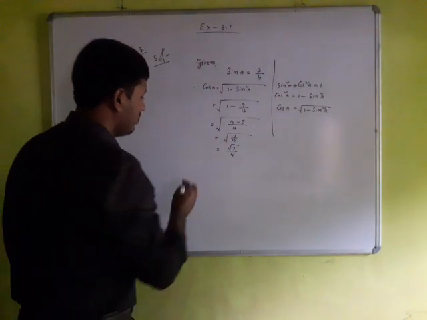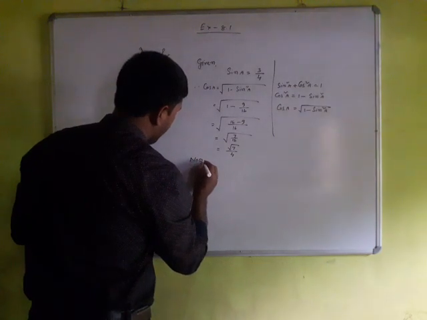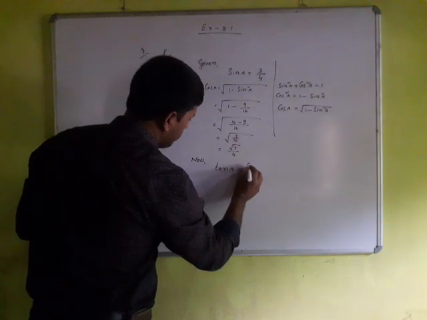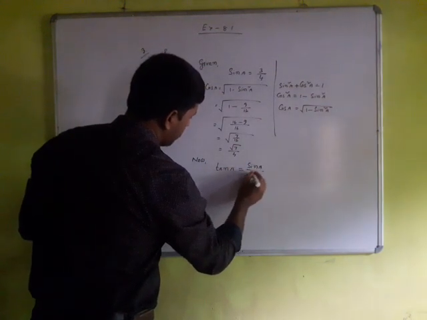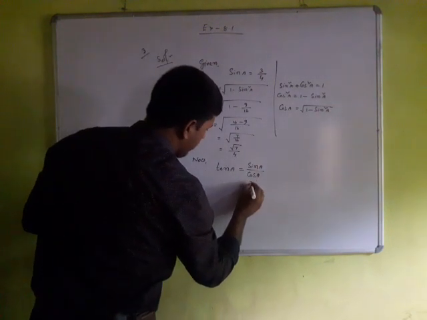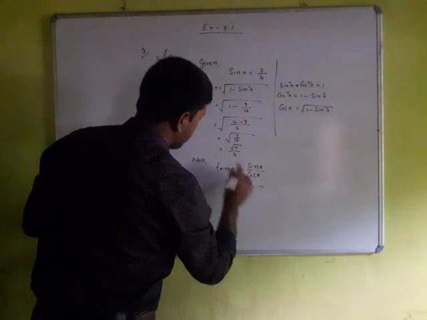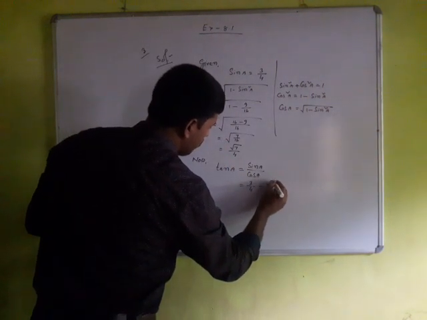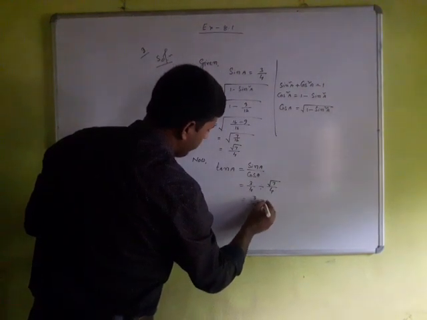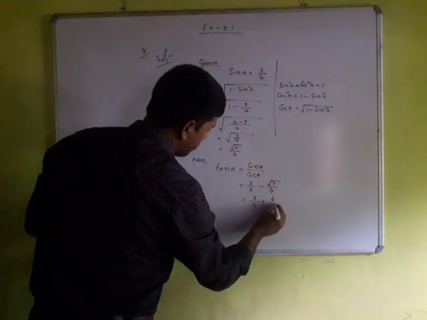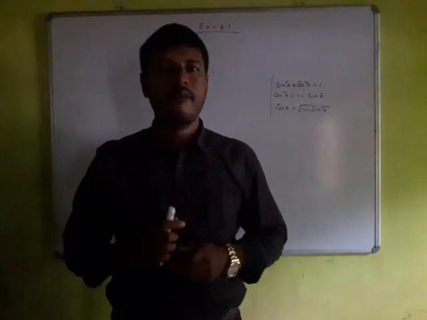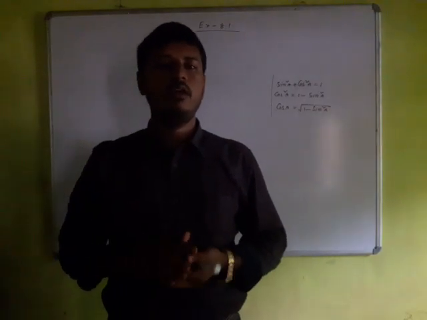Now tan A equal to... there is another formula, tan A equal to sin A by cos A. So putting the value of sin A, 3 by 4, divided by cos A, root 7 by 4, equal to 3 by 4, taking the reciprocal, 4 by root 7, equal to 3 by root 7. So question number 4 is almost similar to question number 3.